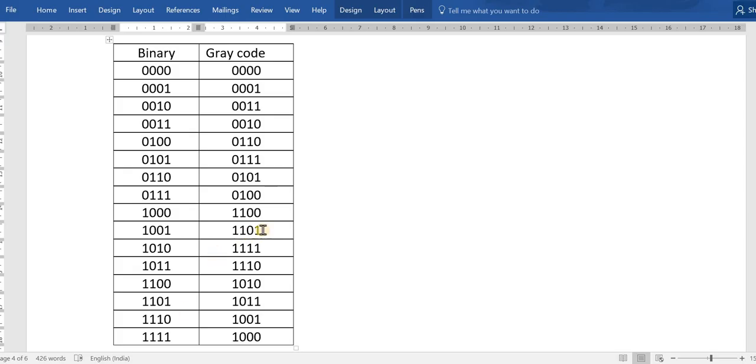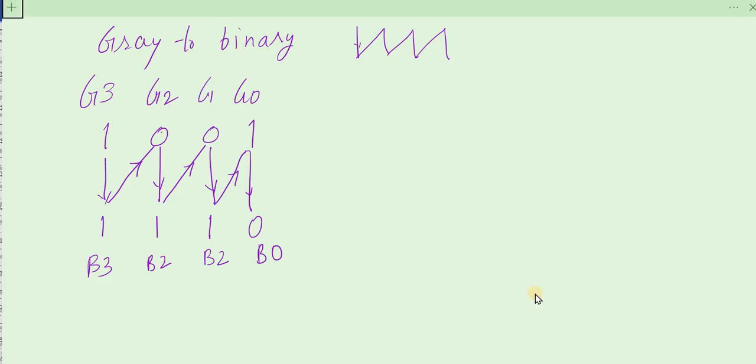Now let's check this. 1001 is the input, and the corresponding output is 1110. So we have got it correct. Exactly similar calculations we can do for bigger numbers also. Suppose the number is a 5-bit number, 10011. Then 1 is coming as it is. 1 plus 0 is 1. 1 plus 0 is 1. 1 plus 1 is 0. And 0 plus 1 is 1. This becomes the answer of the conversion from gray to binary.